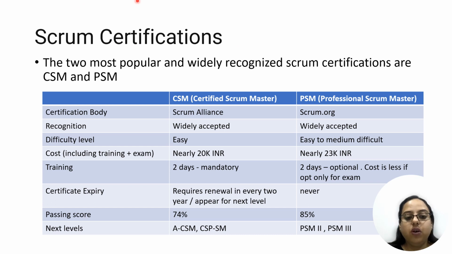All right. Now let us talk about the Scrum certifications, right? So there are many certifications available for Scrum, but the two most widely recognized are CSM and PSM. CSM is Certified Scrum Master, whereas PSM is Professional Scrum Master. Cost-wise, almost both are quite similar. In CSM, the certificate expires after every 2 years and you need renewal. But in PSM, it's valid for lifetime. Difficulty level for CSM is quite easy, but for PSM, it's easy to medium difficult. You can go through this slide, and I'll share the link of a separate video also wherein I have laid down the differences in detail.